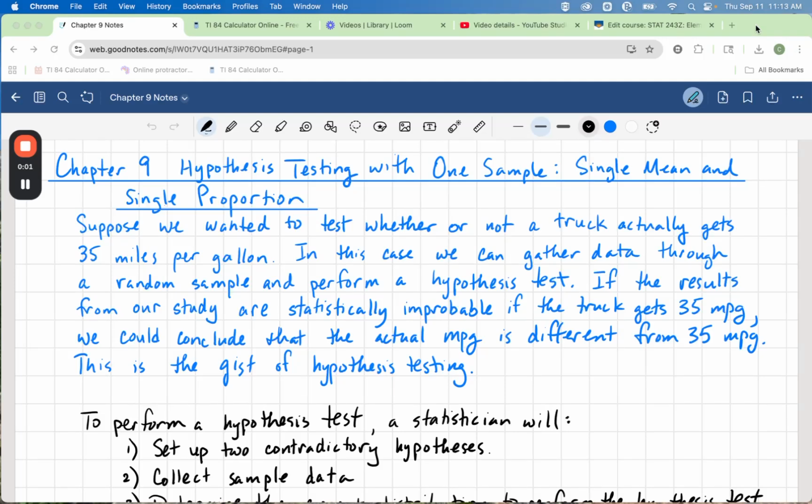Hi everyone, welcome to Chapter 9, which is hypothesis testing with one sample. We're going to look at a single mean and a single proportion. So just to set this up, let's talk about a typical example we might want to investigate. Suppose we wanted to test whether or not a truck actually gets 35 miles per gallon.